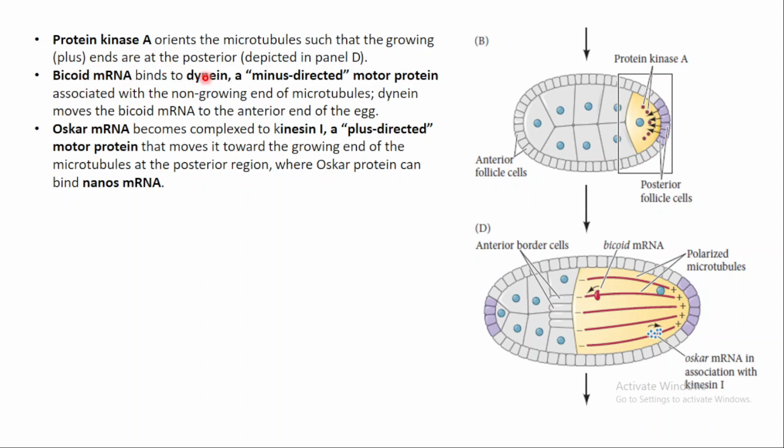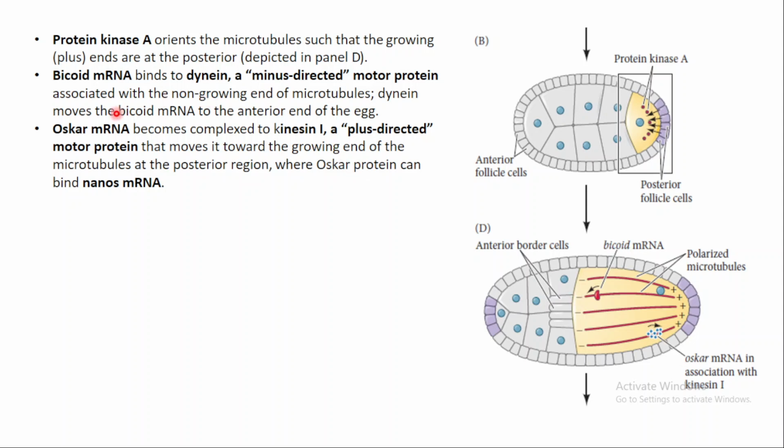Bicoid mRNA binds to dynein, a minus-directed motor protein associated with the non-growing end of microtubules. Dynein moves the bicoid mRNA to the anterior end of the egg. So here you can see the bicoid mRNA is taken by the dynein protein. So dynein is a motor protein which moves towards the minus end of the microtubule.